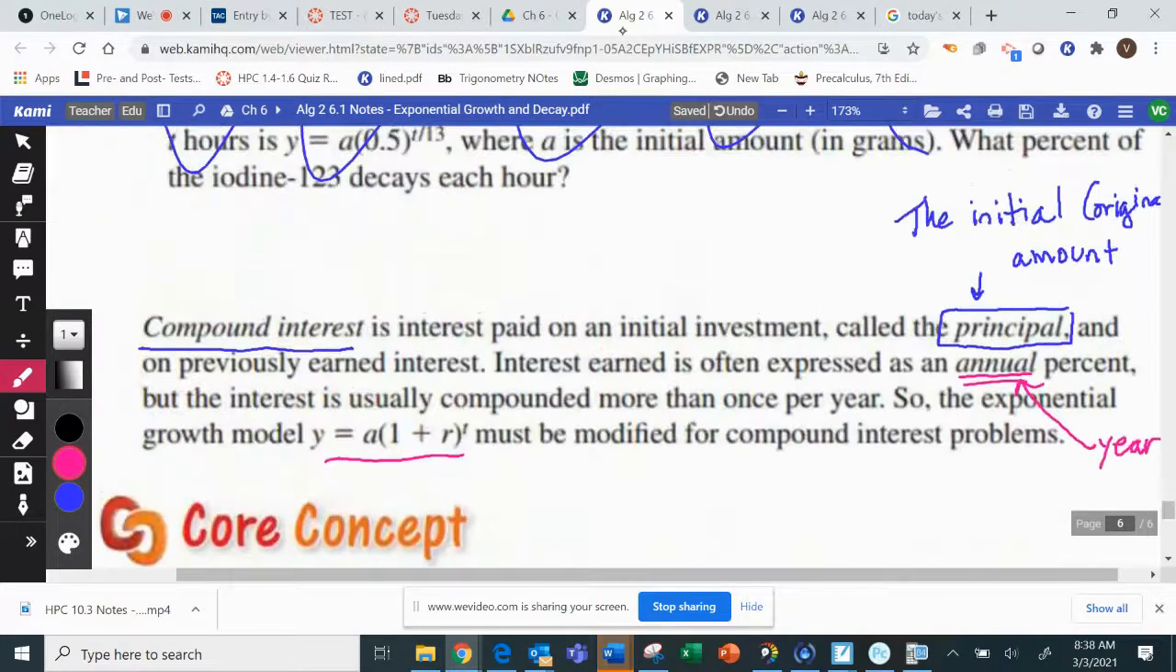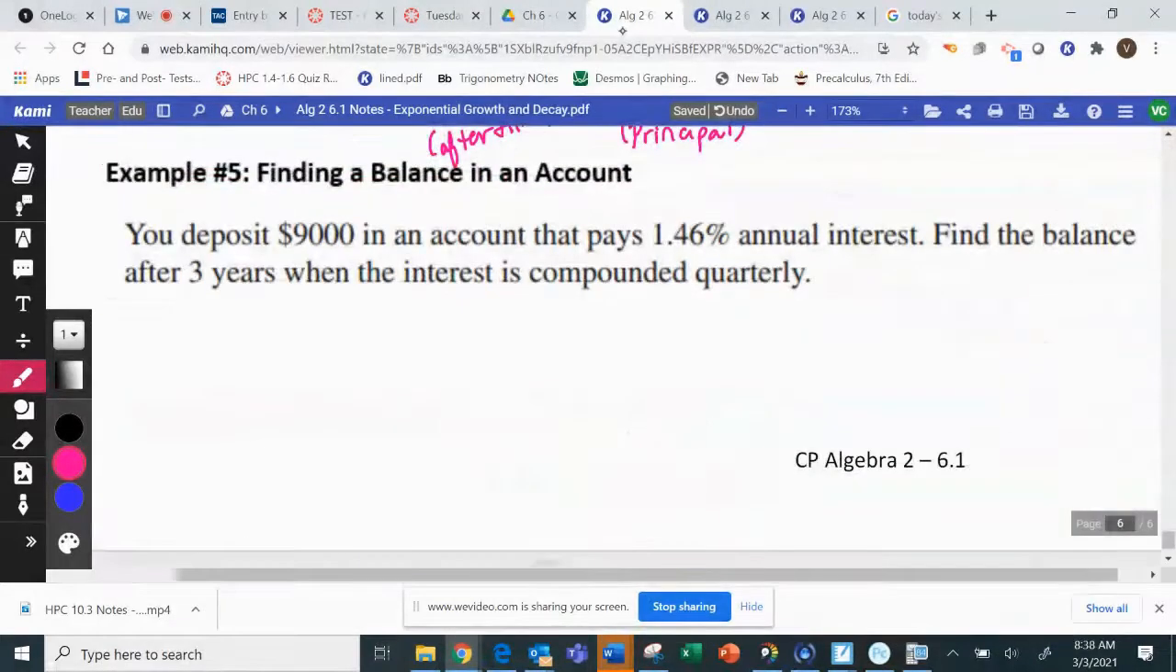So here we've got, you deposit $9,000 in an account that pays 1.46% annual interest. Find the balance after 3 years when the interest is compounded quarterly. So this word right here, I want to draw attention to. This word could change. This says quarterly. Who can tell me how many times per year quarterly is? Nina. 4.